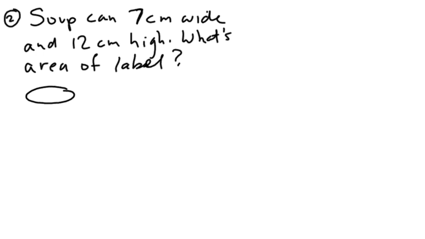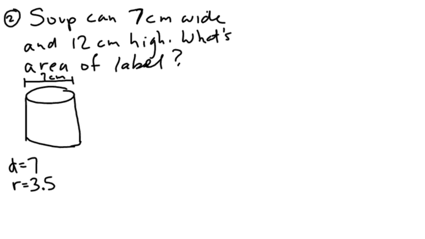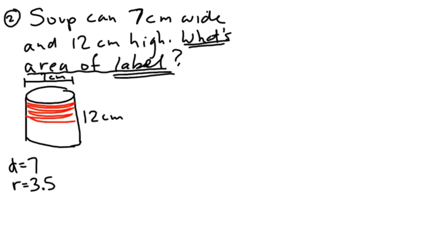Well, if we think of the soup can, it says 7 centimeters wide. So again, that's your diameter. Diameter 7, so our radius is half that. And it says the soup can is 12 centimeters high. Here's again where you have to think. What's the area of the label? Well, when we're talking soup cans, they don't have labels on the top. Soup cans have labels wrapped around the edge.